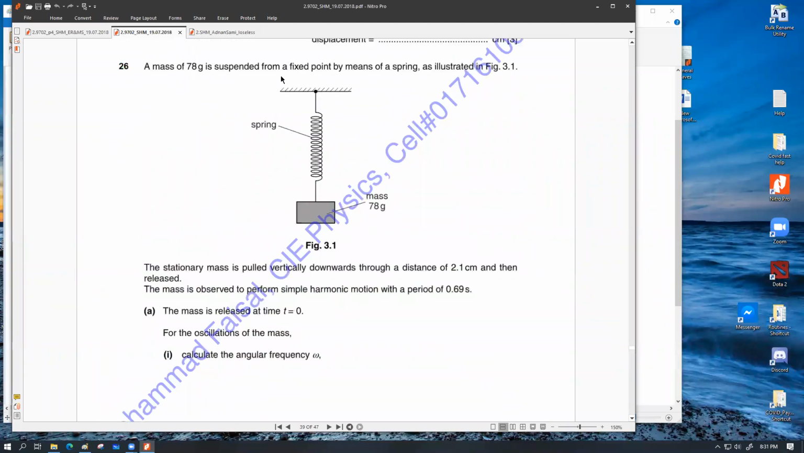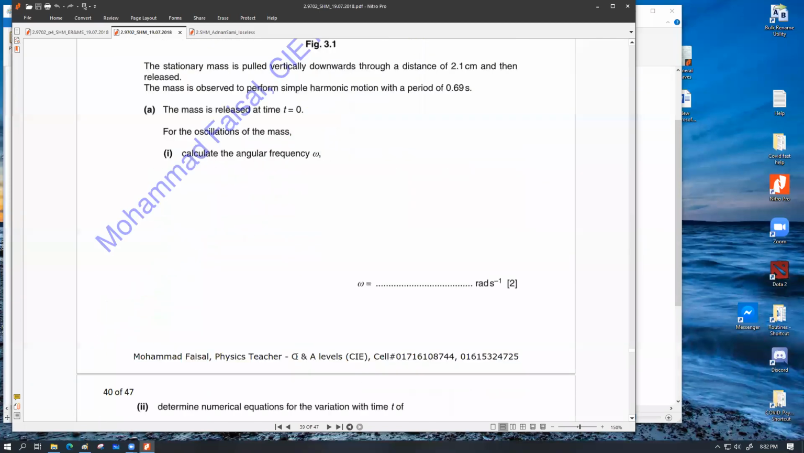A mass of 78 grams is suspended from a fixed point by means of a spring as illustrated in figure 3.1. The stationary mass is pulled vertically downwards through a distance of 2.1 centimeter and then released. The mass is observed to perform simple harmonic motion with a period of 0.69 seconds. The mass is released at time t equals 0. For the oscillations of the mass, calculate the angular frequency omega. That's not very difficult. You are given the time period, so you calculate omega.